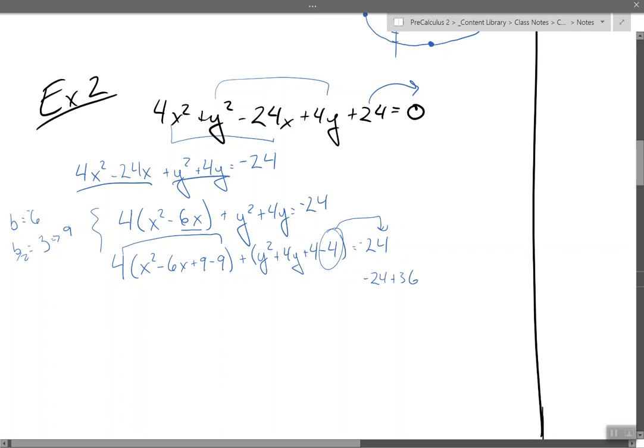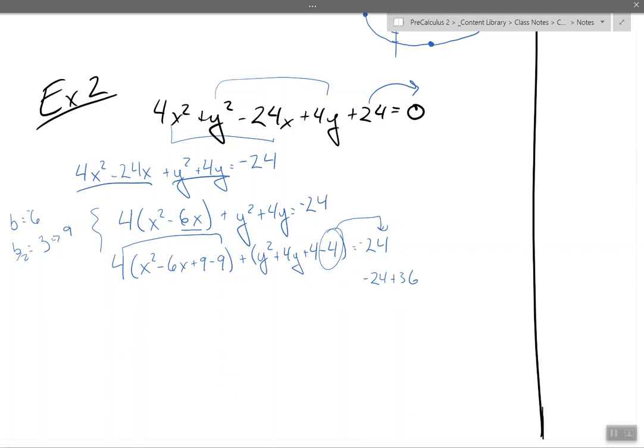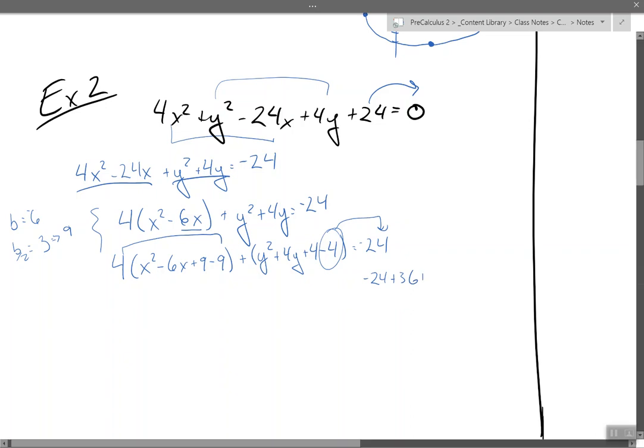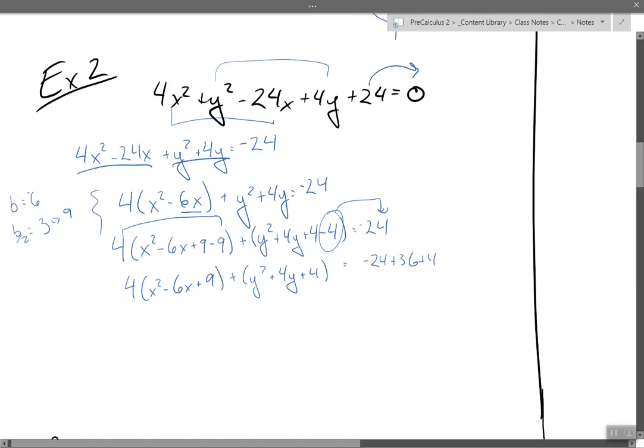Okay, and then when we do the same thing for the 4 here with the y's, there's nothing to multiply, so we just add 4 over. That's going to leave us with 4x squared minus 6x plus 9. We took that minus 9 out and took it to the right side of the equation, plus y squared plus 4y plus 4. And again, we took that 4 out and we moved it to the other side. So there we go. Now we're ready to factor.